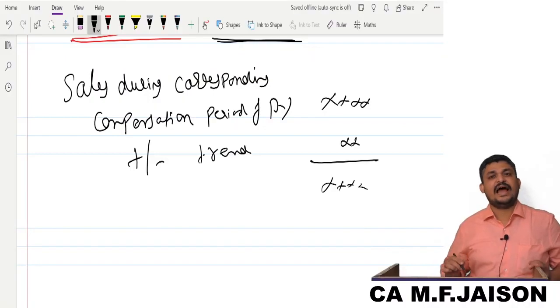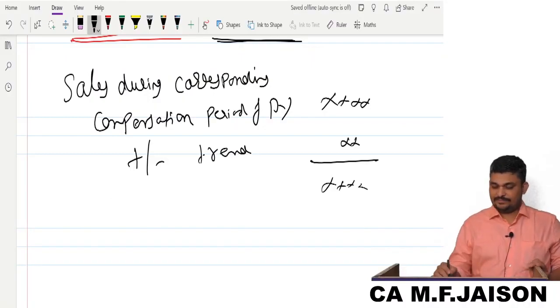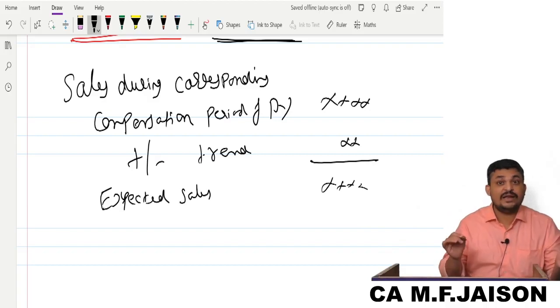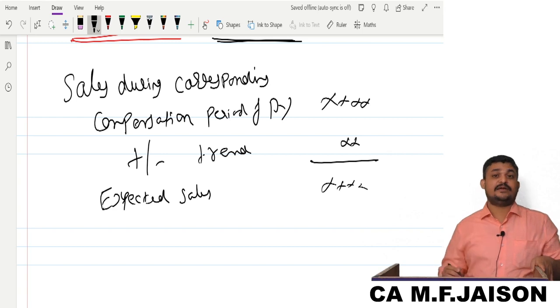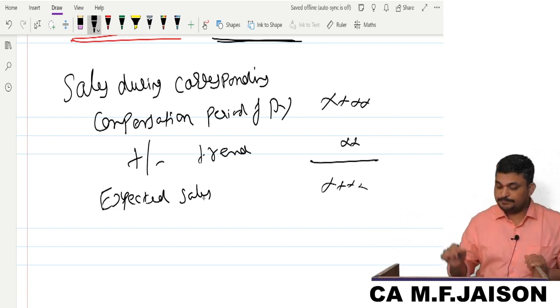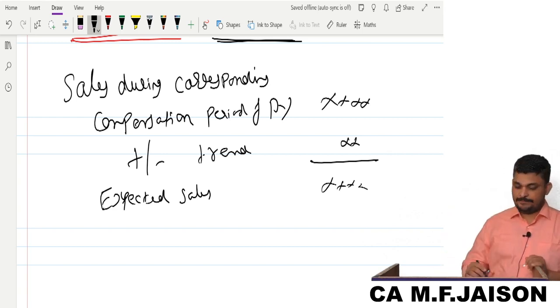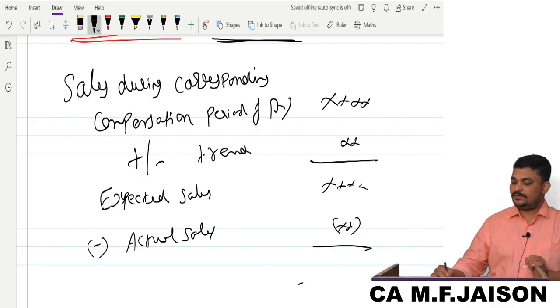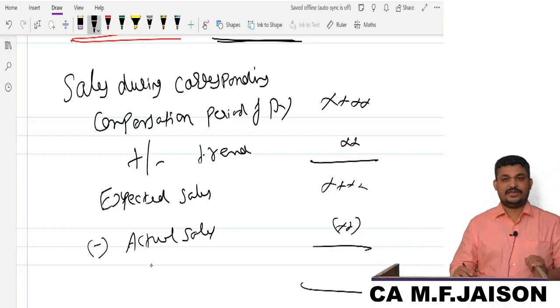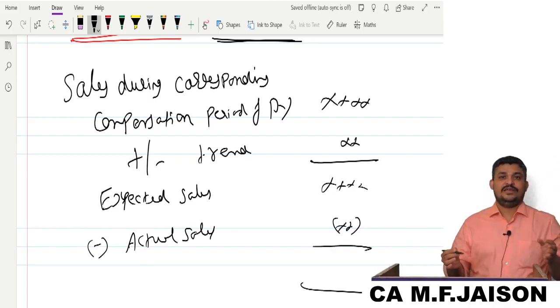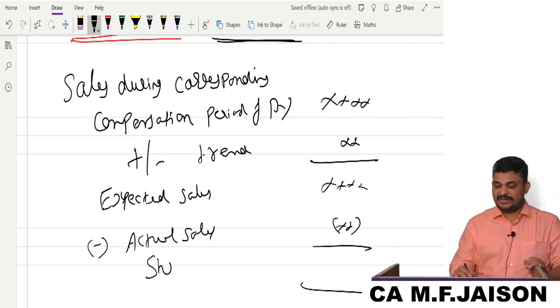What is this resulting number called? Expected sales during the actual indemnity period. This is the compensation period. Expected sales of the compensation period minus actual sales will give you short sales. This is the sales you have lost, but we technically call that short sales.